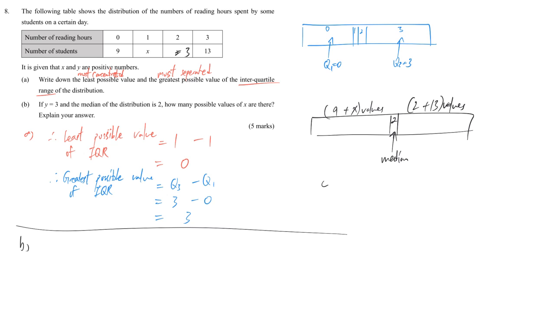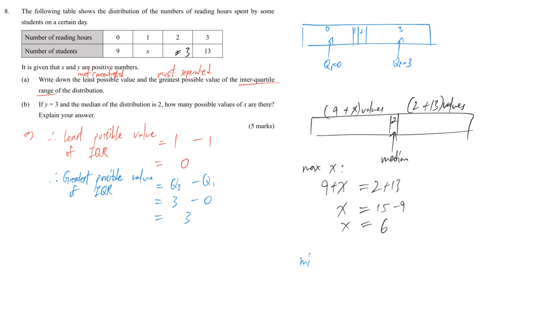So we know that 9 plus X should equal 2 plus 13. This is considering the maximum value of X. In this case, we find the maximum X here. It is 15 minus 9, so the maximum value of X is 6.